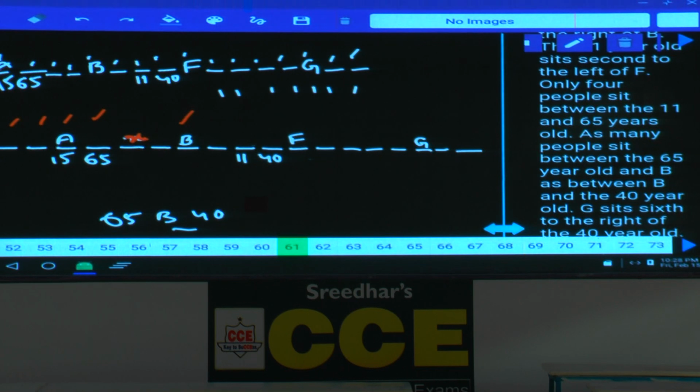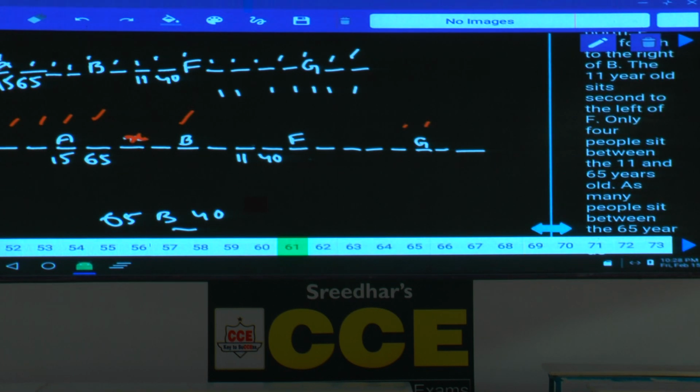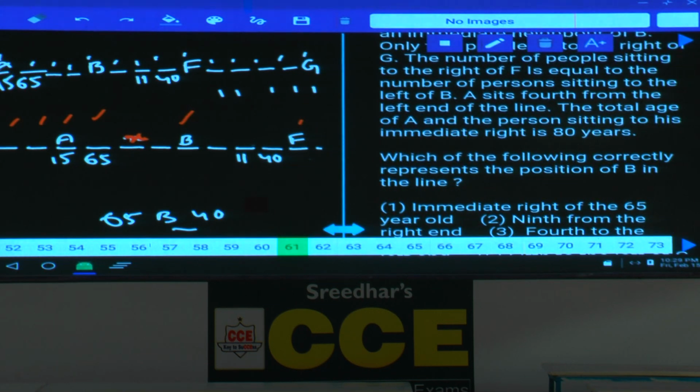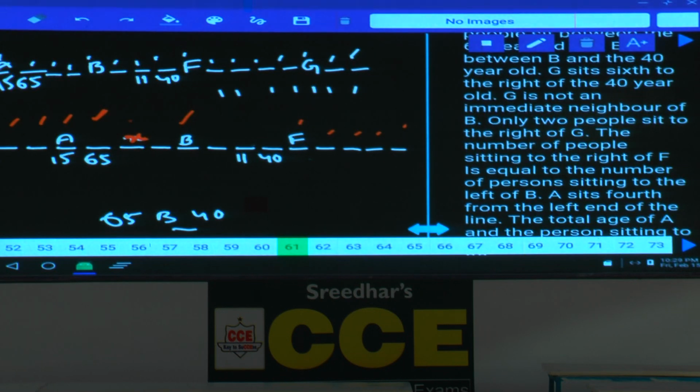9th from the right hand side. Now 1, 2, 3, 4, 5, 6, 7, 8, 9. It is not 9th from the right hand side, isn't it? Next one, what is the third choice here? 4th to the right of A, 1, 2, 3, 4. Yes, it is definitely true. 4th to the right of A, that is choice 3 is the answer.